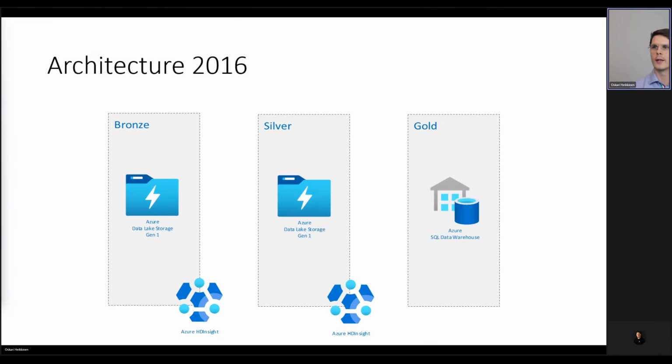This changed quite a bit in 2016. We saw the data lakes happening. We got Azure AD authentication directly to our data. We also saw the introduction of Azure SQL Data Warehouse as a backbone for our data warehouses on a scale.